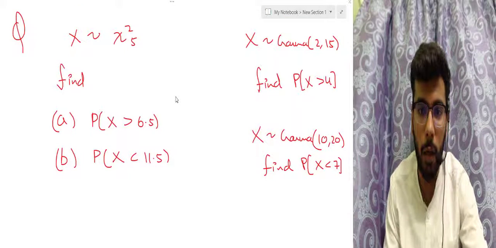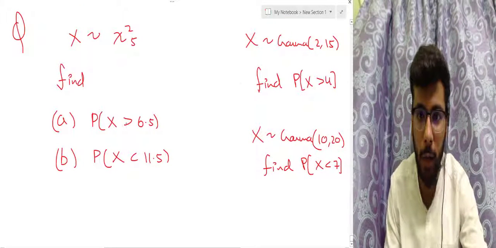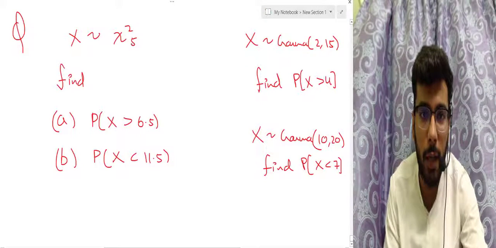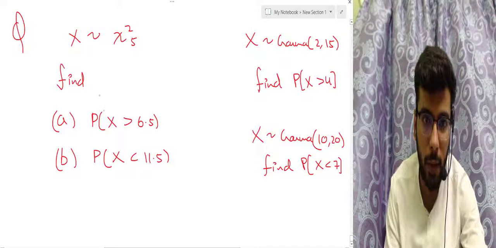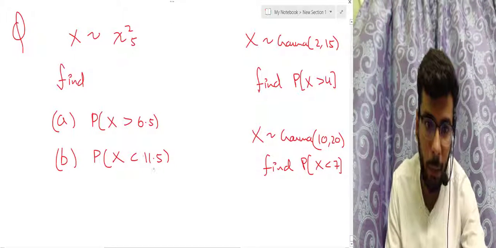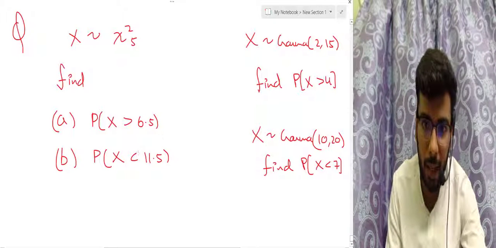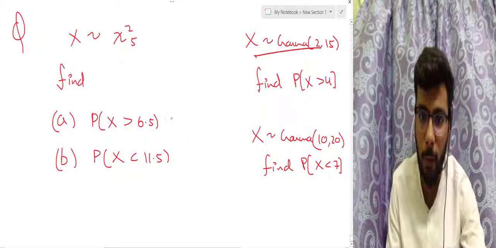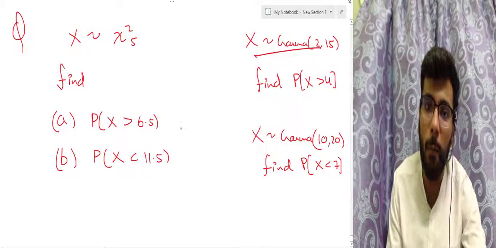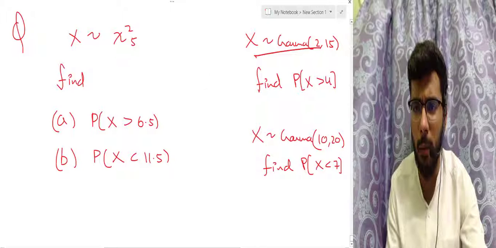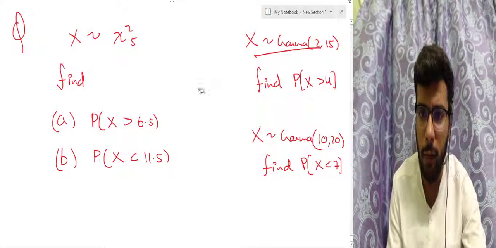Okay, let's look at a couple of questions from the book itself. 3 of these are from the book and 1 I have just given by myself. So x follows a chi-square 5 distribution, and they are asking us to find the probability that x is greater than 6.5 and the probability that x is less than 11.5. These are directly chi-square probabilities, and in the other two questions I have given gamma distributions where you have to find probabilities. So first let's find the probabilities of the chi-square distribution directly, and then we'll look at how to convert gamma into chi-square and find the probability.